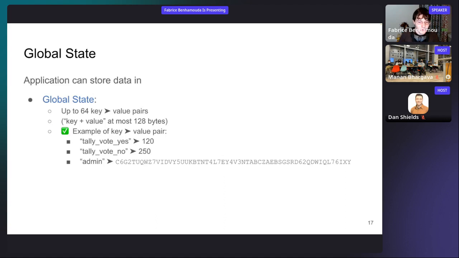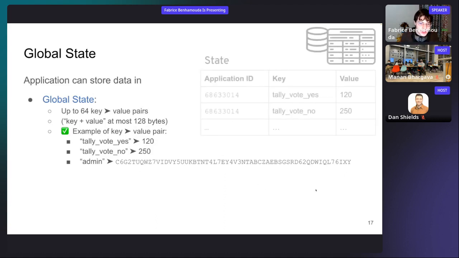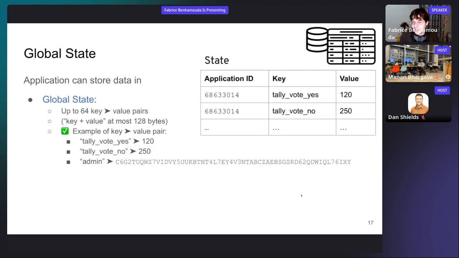An example of what you might want to do: suppose that you have a voting application. You will want to have a key, which is, for example, the tally of all the yes votes, and the value, which is the tally. Or you would want to have the address of an admin that is allowed to decide who is a registered voter, and associate it to the value, which is the address. And this is stored directly in the state like this.